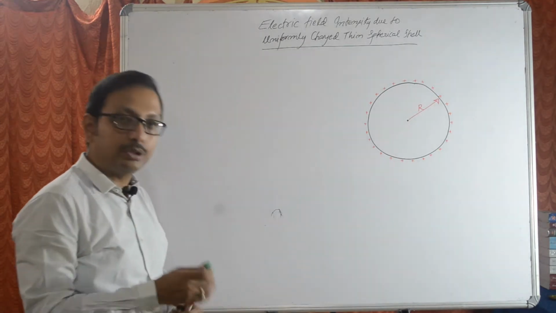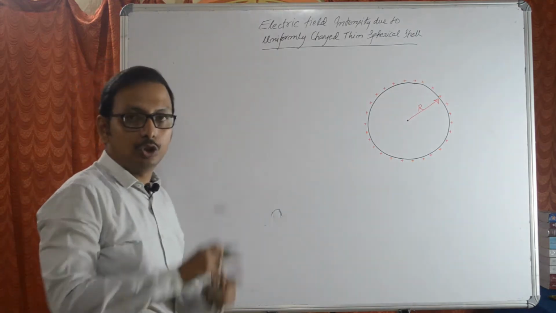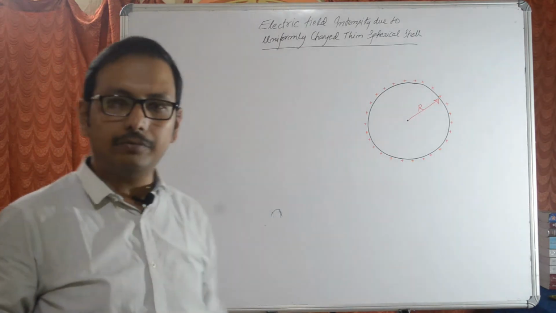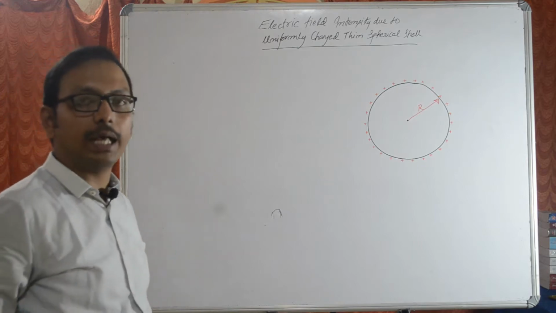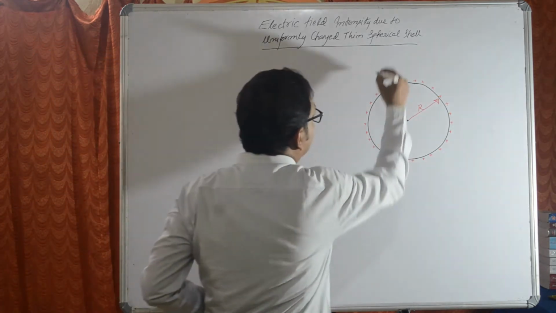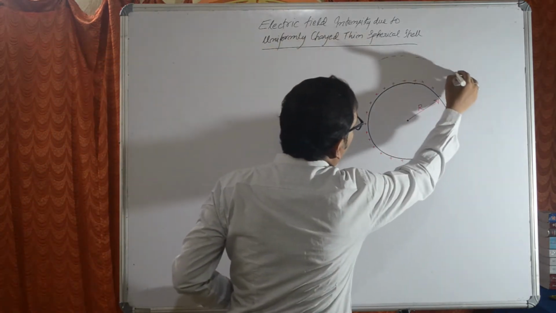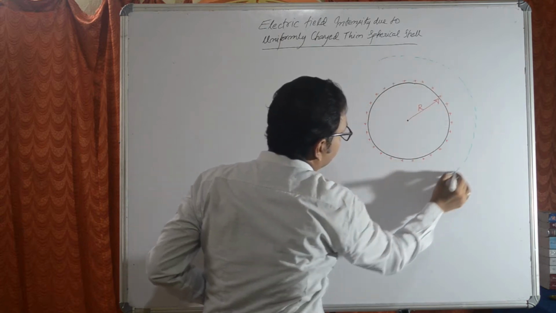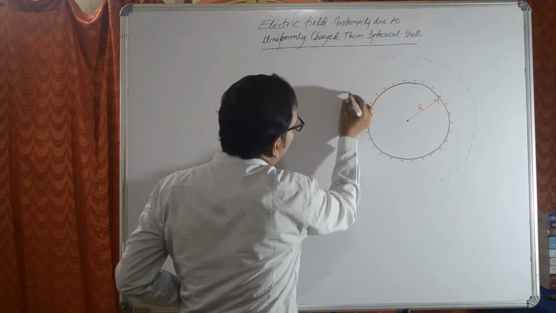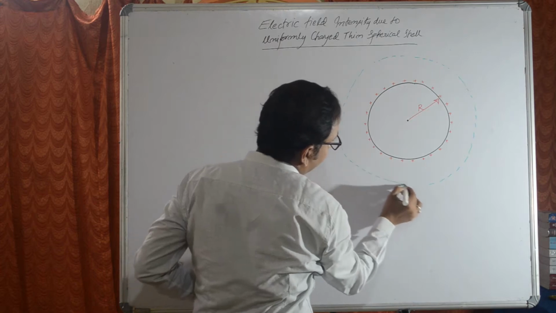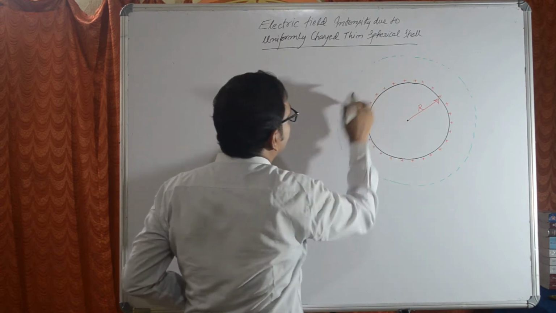So we are first going to draw a Gaussian surface. Everywhere we are going to draw a Gaussian surface. It will make our life easier to find the electric field intensity. So let us draw a Gaussian surface that is outside of the shell.